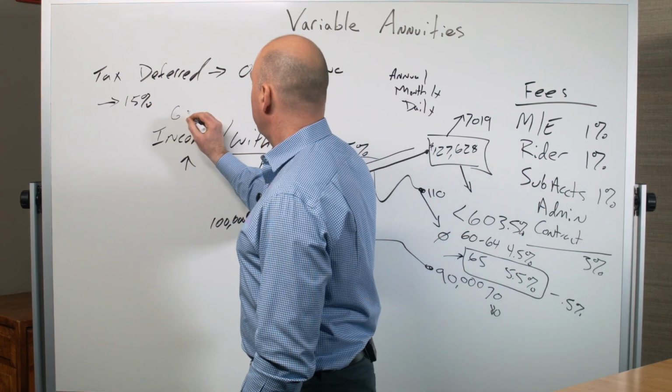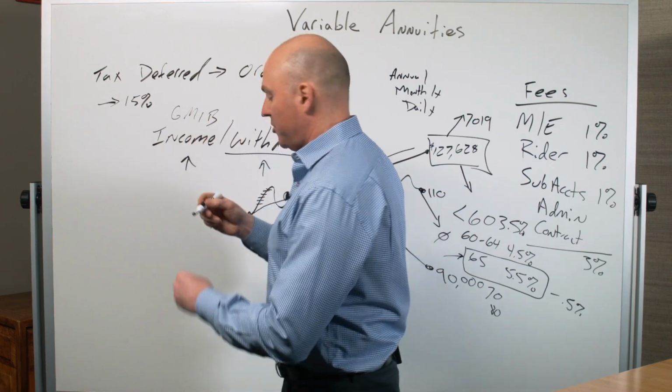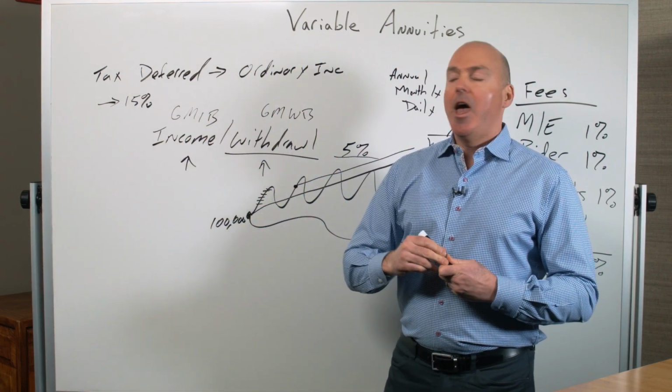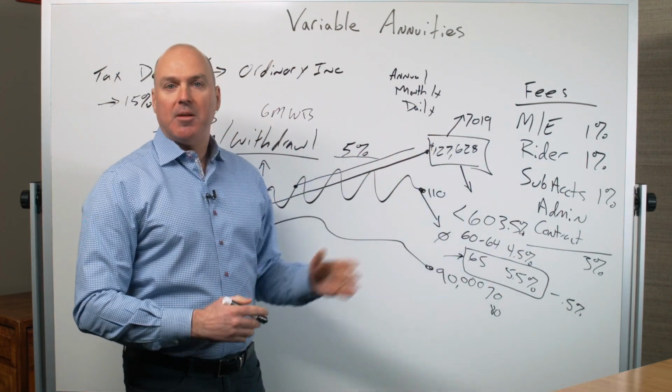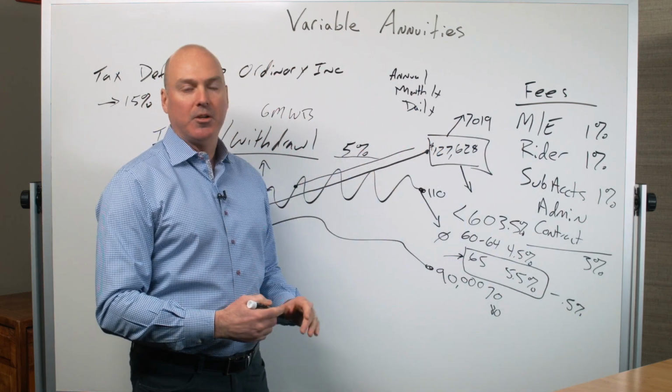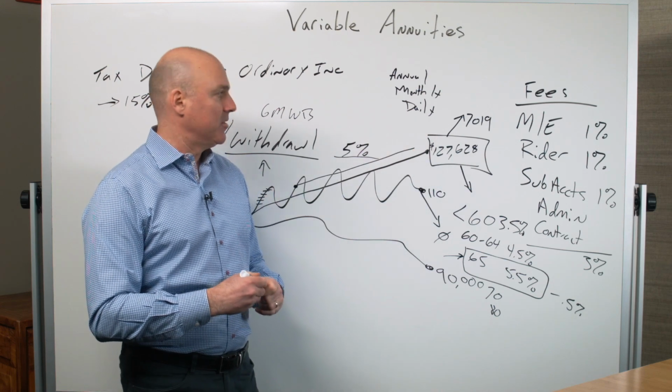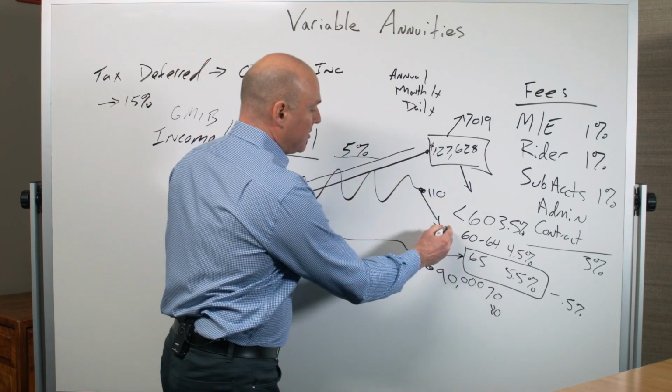And the other one is something called GMIB. That's a guaranteed minimum income benefit, and that's going to work a little bit differently. So you might have something very similar in terms of how that benefit base is going to grow, and we'll just assume that's exactly the same as this. But the difference comes right here.